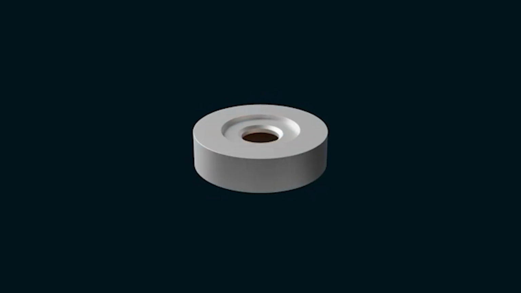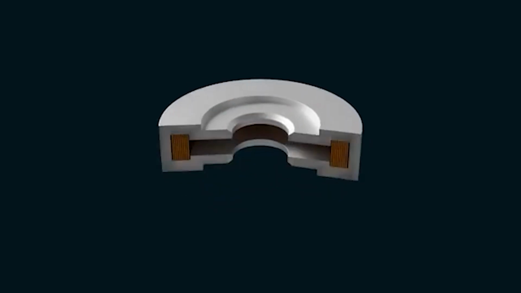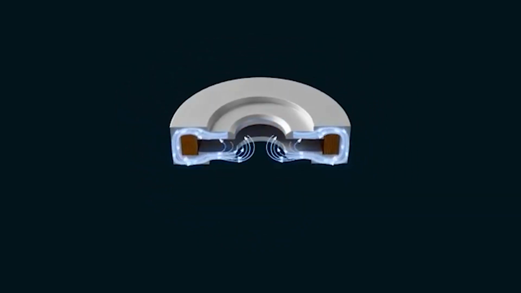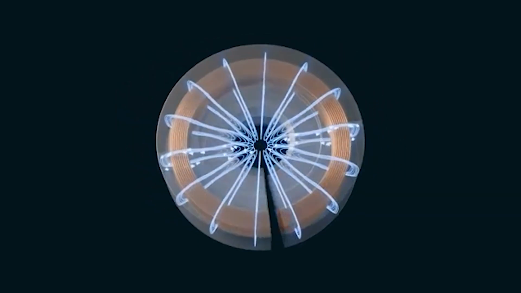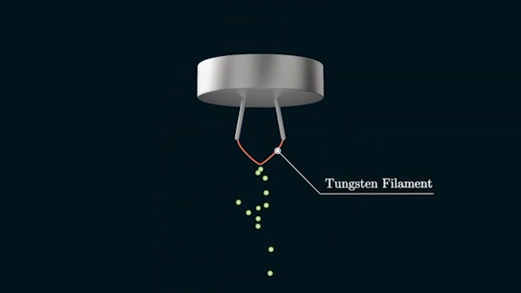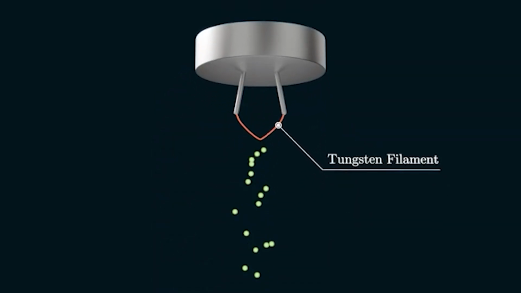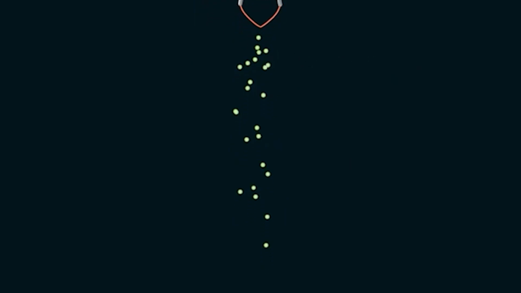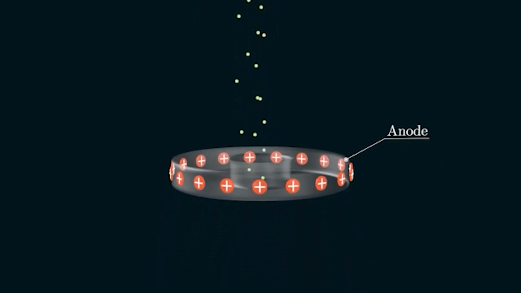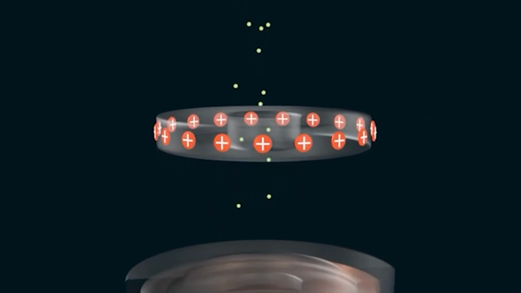Ruska built his first prototype by coiling up some wire and surrounding it with iron, taking care to leave a gap in the middle. Then, when he passed a current through the coil, it induced a donut-shaped magnetic field through the metal and across this gap. This was his lens. To test it, Ruska first boiled electrons off a tungsten filament, the same kind of filament you'd find in an incandescent light bulb. He accelerated these free electrons through a positively charged anode down to his electromagnetic lens.